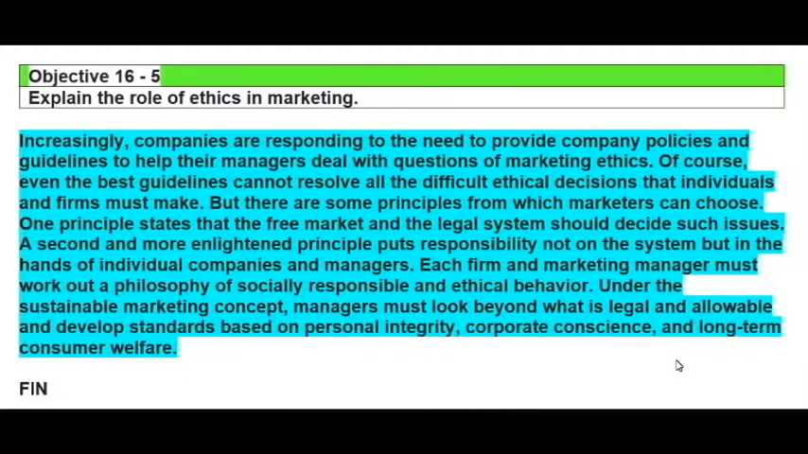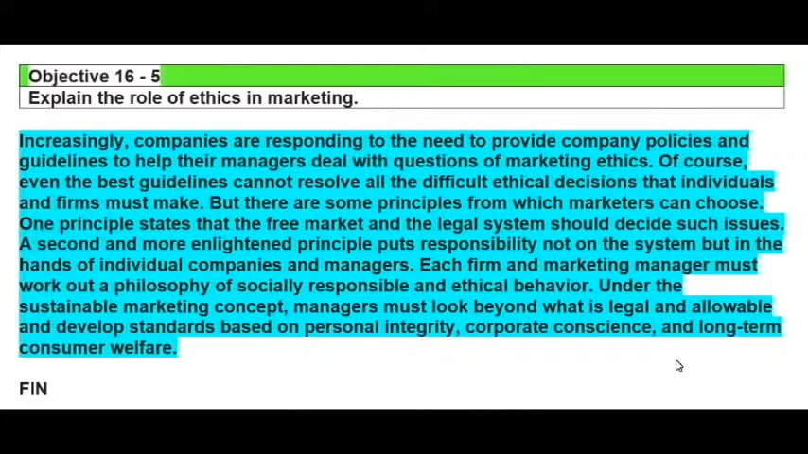Objective 16.5. Explain the role of ethics in marketing. Increasingly, companies are responding to the need to provide company policies and guidelines to help their managers deal with questions of marketing ethics. Of course, even the best guidelines cannot resolve all the difficult ethical decisions that individuals and firms must make. But there are some principles from which marketers can choose.